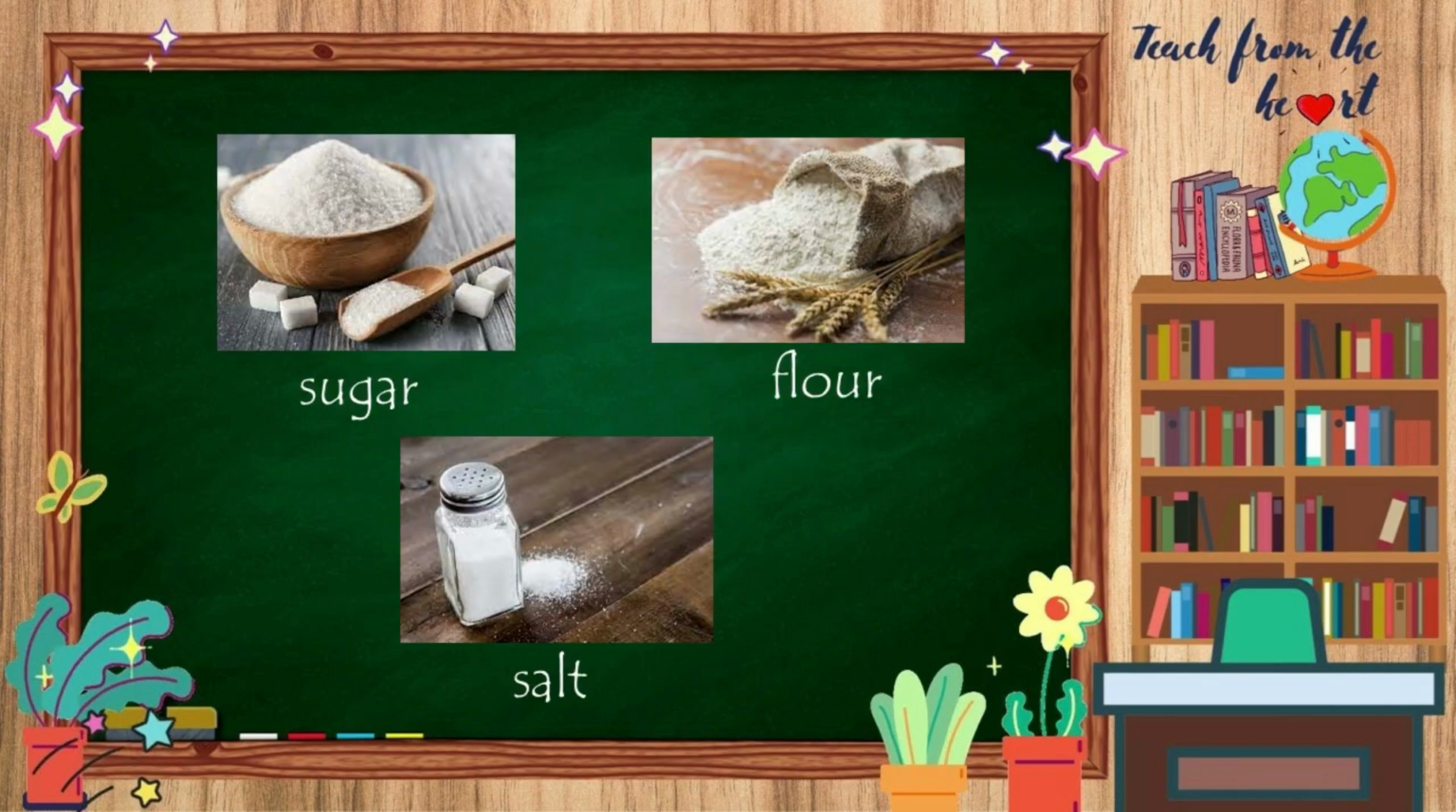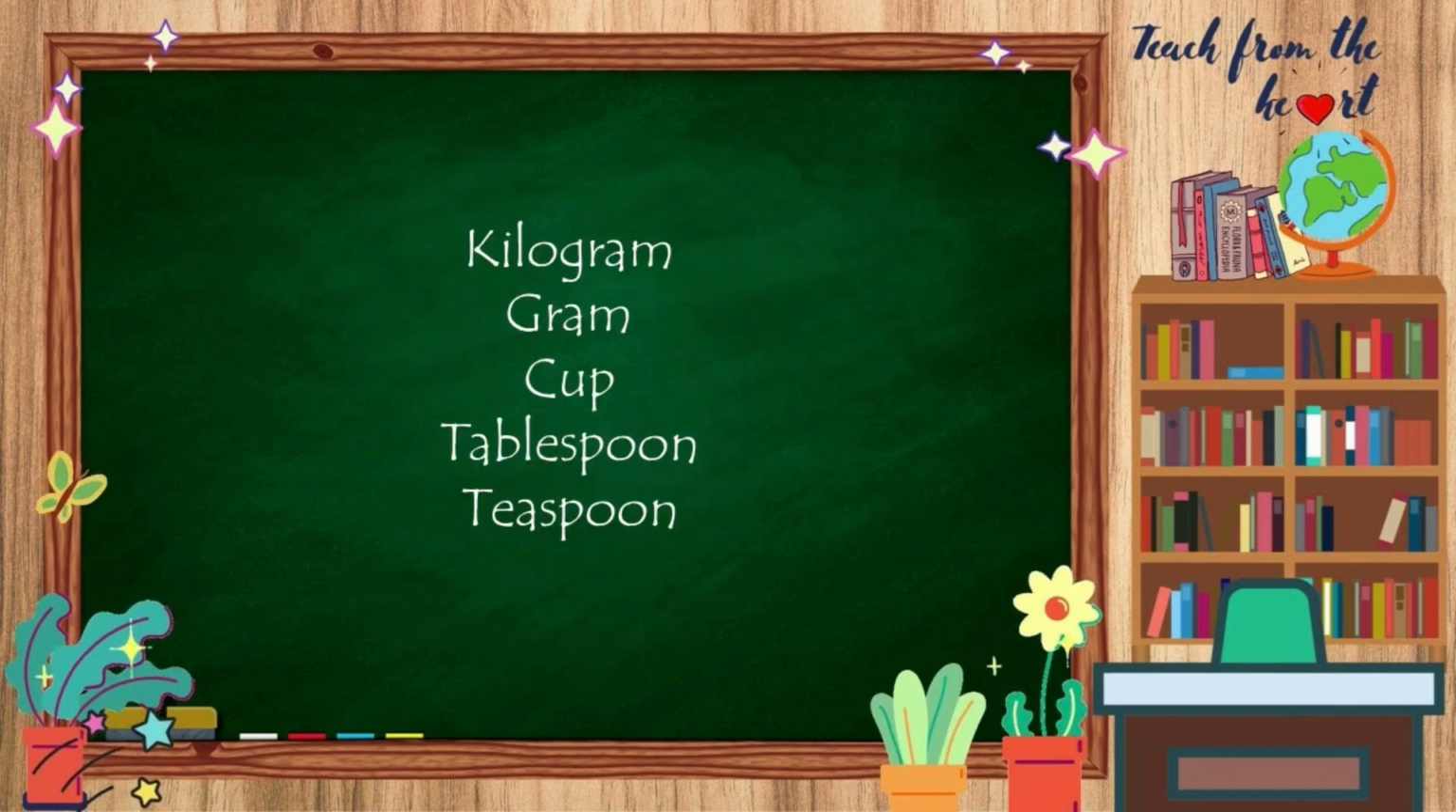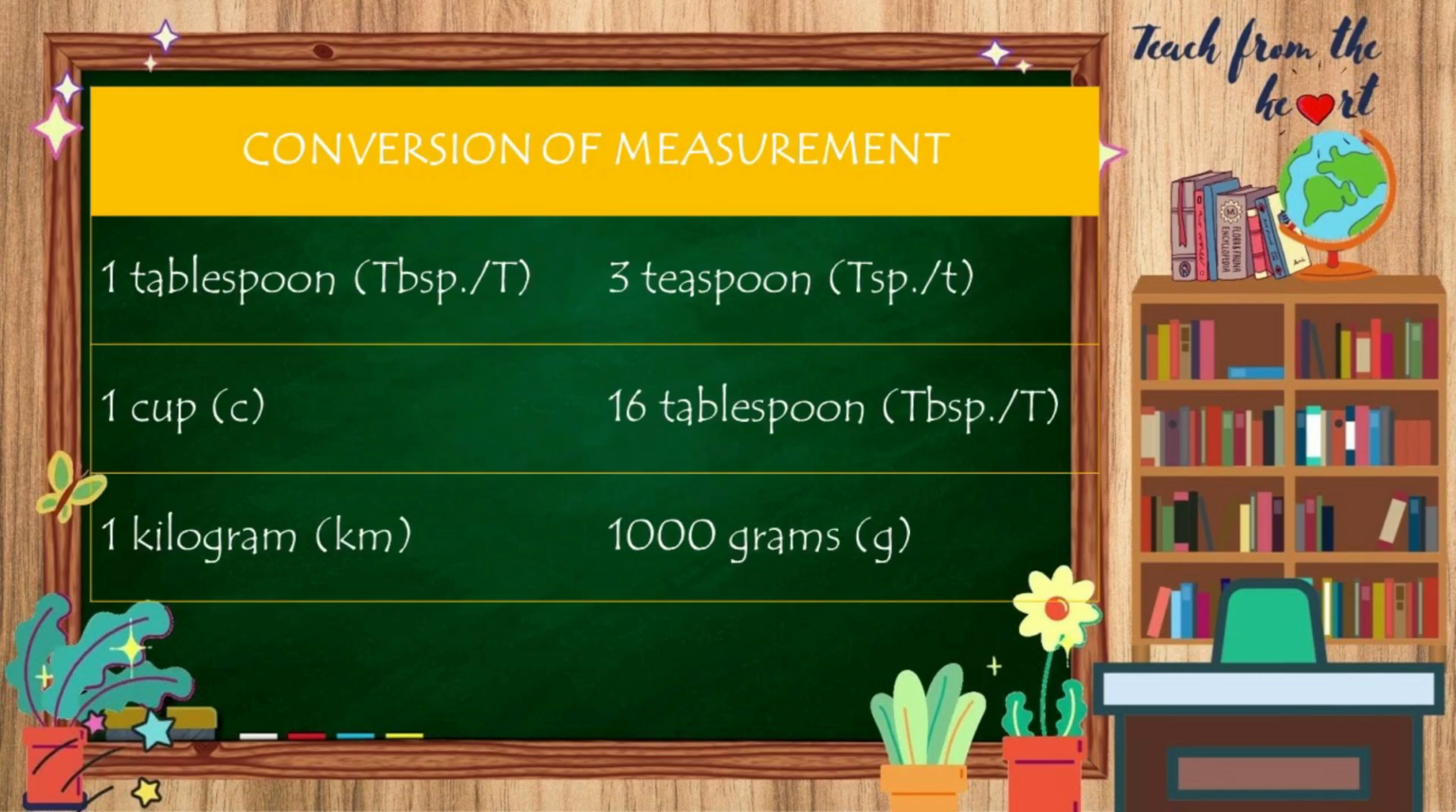That's right! How about the usual unit of measurement used in a dry ingredient? Wow! Correct! Please be guided by this conversion table for dry ingredients. In 1 tablespoon, there are 3 teaspoons. In 1 cup, there are 16 tablespoons. 1 kilogram is equivalent to 1,000 grams.